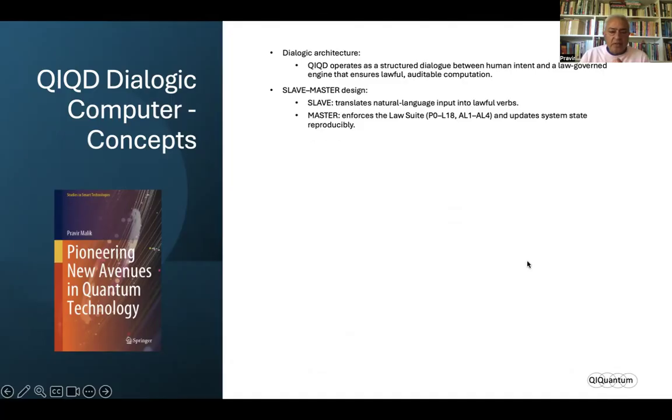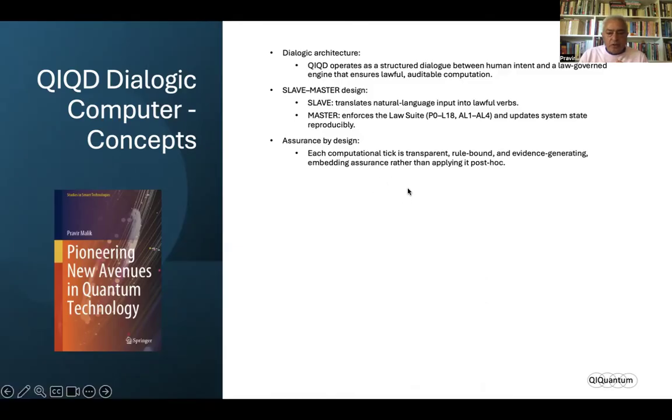The architecture is slave-master based. So the slave translates natural language input into lawful verbs. The verbs is something that, due to the training, the large language model has come up with commands of verbs. And also, the second part of the architecture is the master, which enforces the law suite. There are about 23 different laws, and this updates the system state reproducibly every time a set of verbs is run.